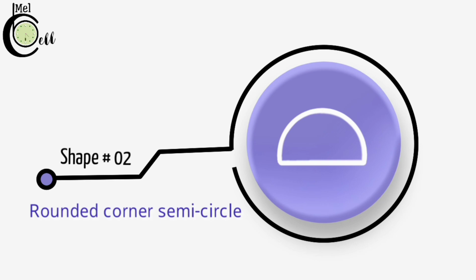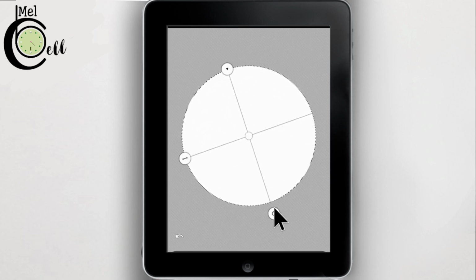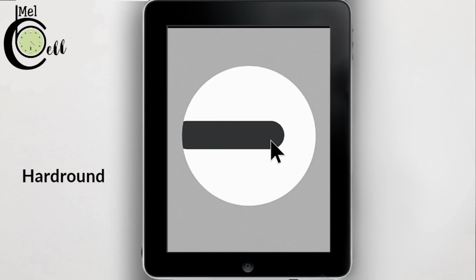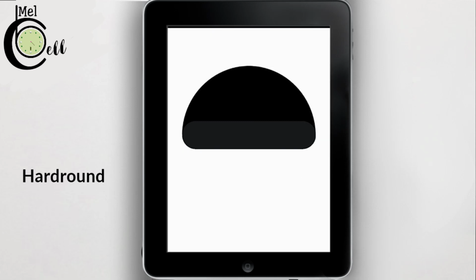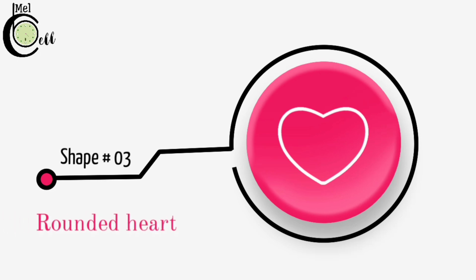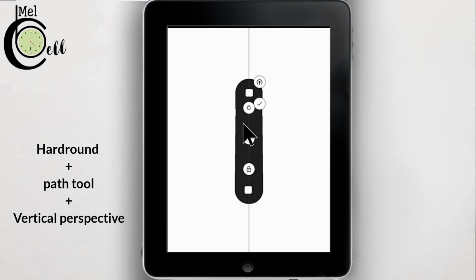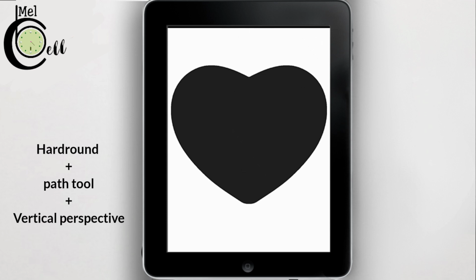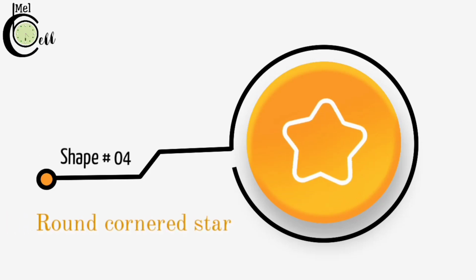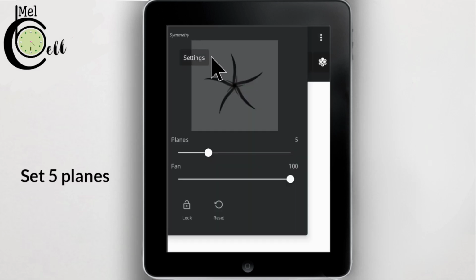Shape number 2. Rounded corner semicircle. Shape number 3. Rounded heart. Shape number 4. Round cornered star. Set 5 planes.